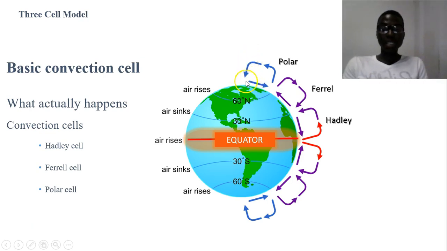And as it sinks, it starts to move towards the tropics, where it mixes with the air that is coming from the equatorial regions, which is warm, and collides and forms convection and starts to rise up. So we end up having sinking air at 90 degrees and rising air at 60 degrees north of the equator. It's the same thing that happens at 60 degrees south of the equator. So we have that basic convection cell, which we know as the polar cell.